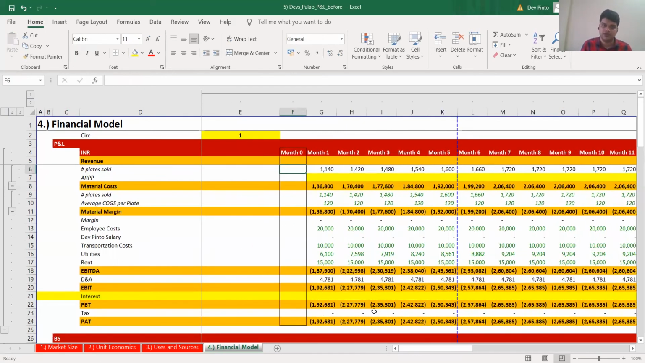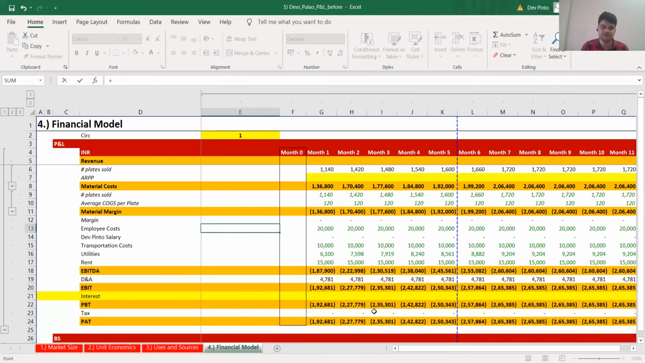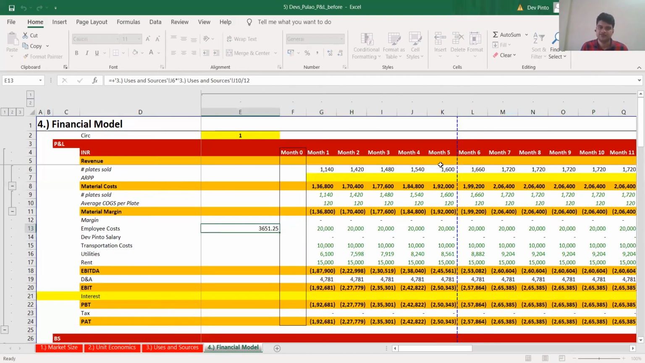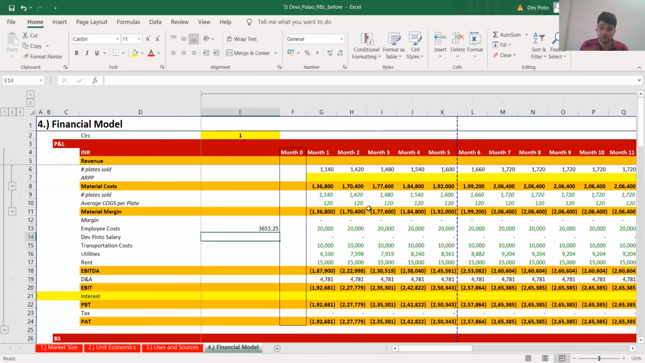Now, even though we haven't computed interest exactly, we can get a ballpark figure of what interest is going to be in the first month. How are we going to do that? Let's just take the debt amount, which is 4.38, multiply that with the interest rate. And since this is on a monthly basis, let's just divide by 12. It's not the right number, but it's a right proxy to what the interest is going to be, right? Gives you 3,615 interest.